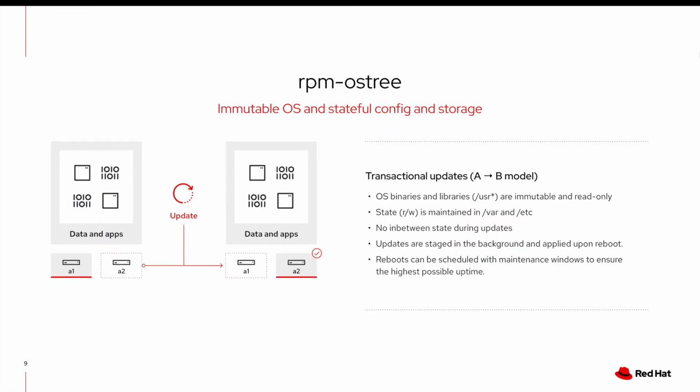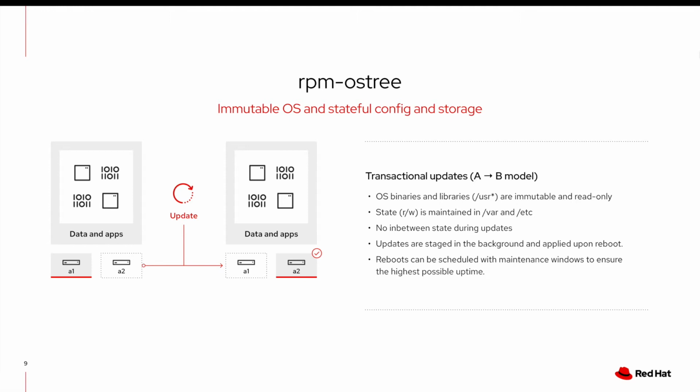RPM OS tree is the base of what makes Red Hat Enterprise Linux for Edge an immutable operating system that is suitable for far edge deployments. RPM OS tree is an imaging and packaging system that provides transactional updates, with updates being staged in the background and applied upon reboot. This eliminates those in-between states where an update does not fully complete due to something like a network interruption. Previous update images are maintained so that a system can be reverted to a previous image with a simple reboot.